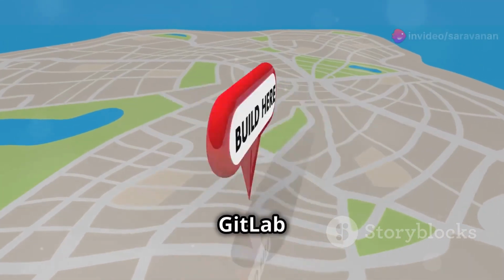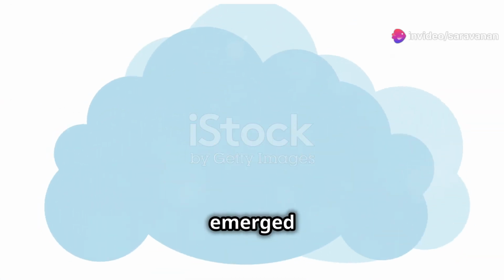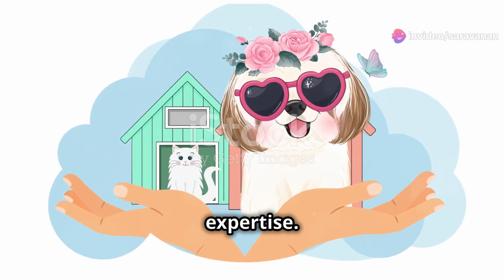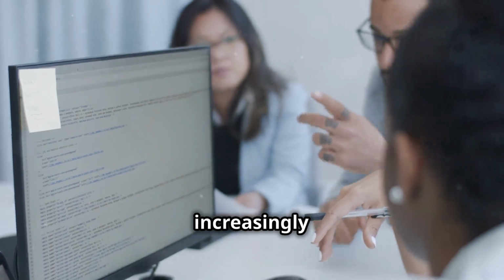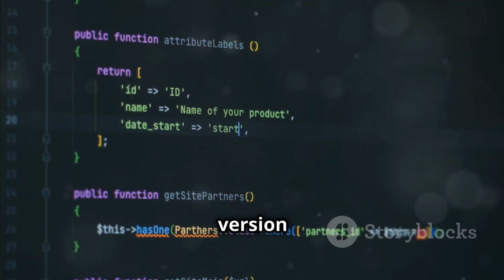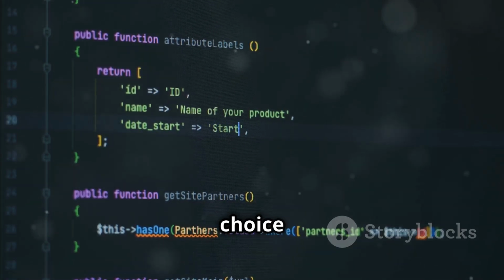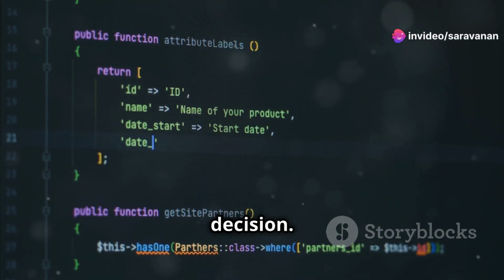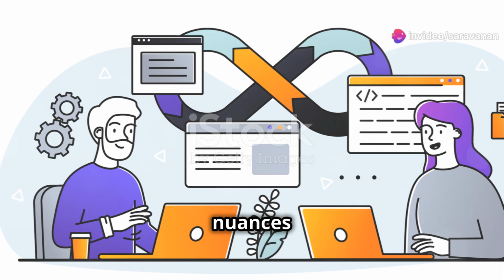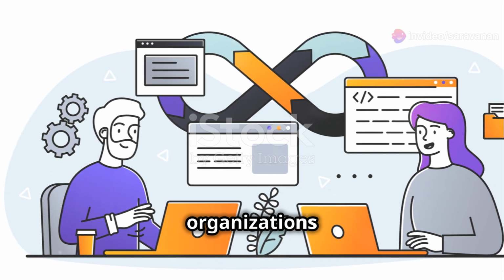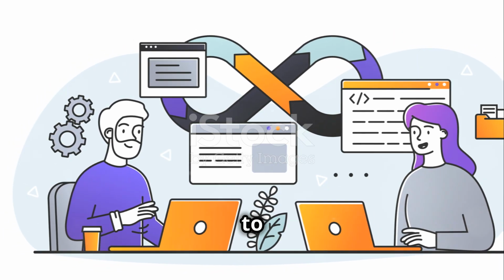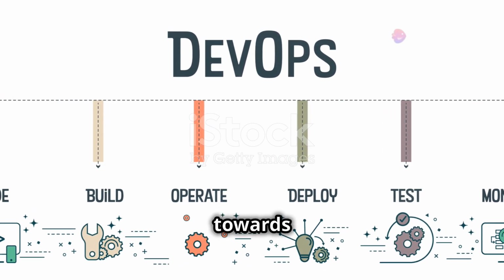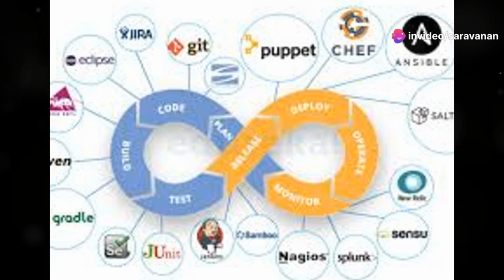Among these, GitLab Runner and GitHub Actions have emerged as two dominant forces, each with its strengths and areas of expertise. As organizations increasingly rely on these platforms for version control and collaboration, the choice between GitLab Runner and GitHub Actions becomes a critical decision. By understanding the nuances of these tools, developers and organizations can make informed decisions to optimize their CI/CD pipelines and accelerate their journey towards seamless software delivery.